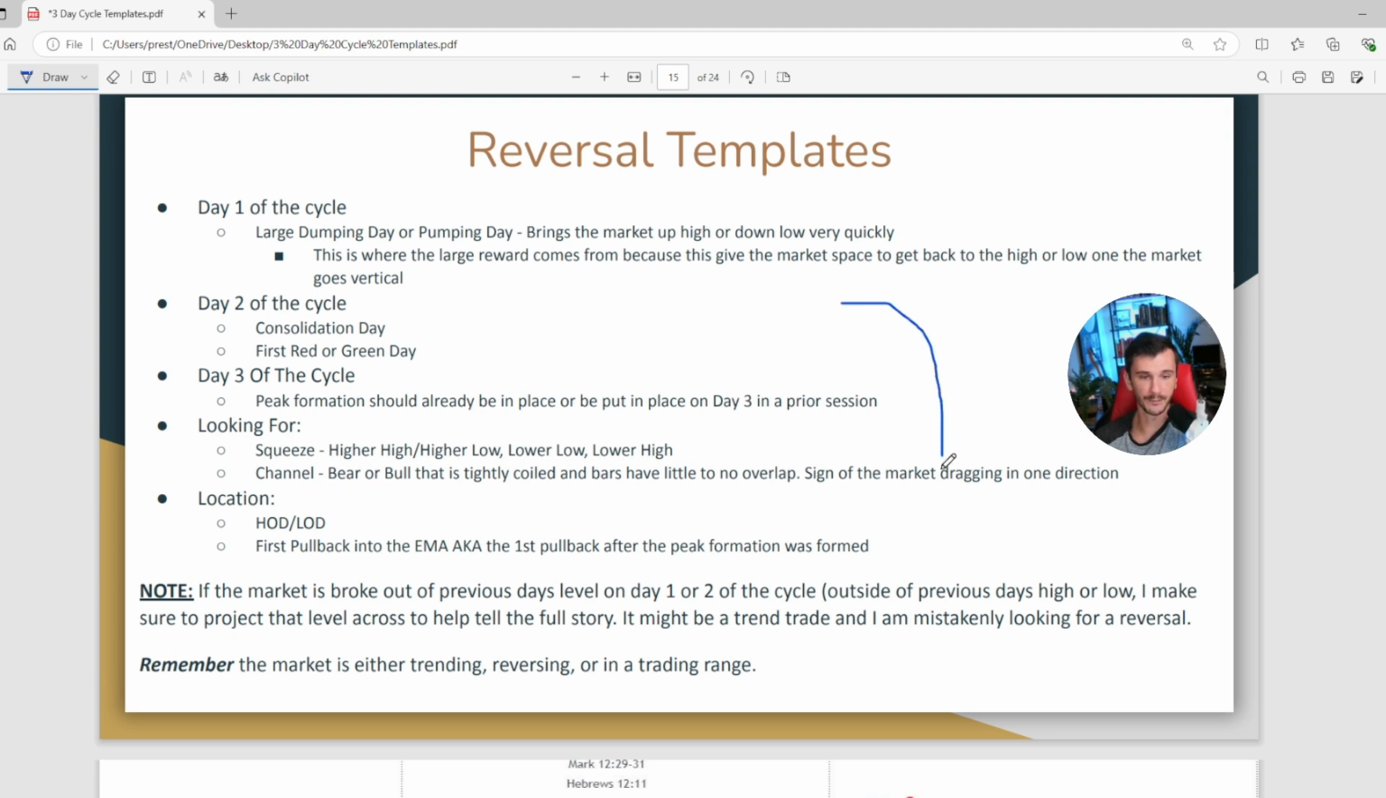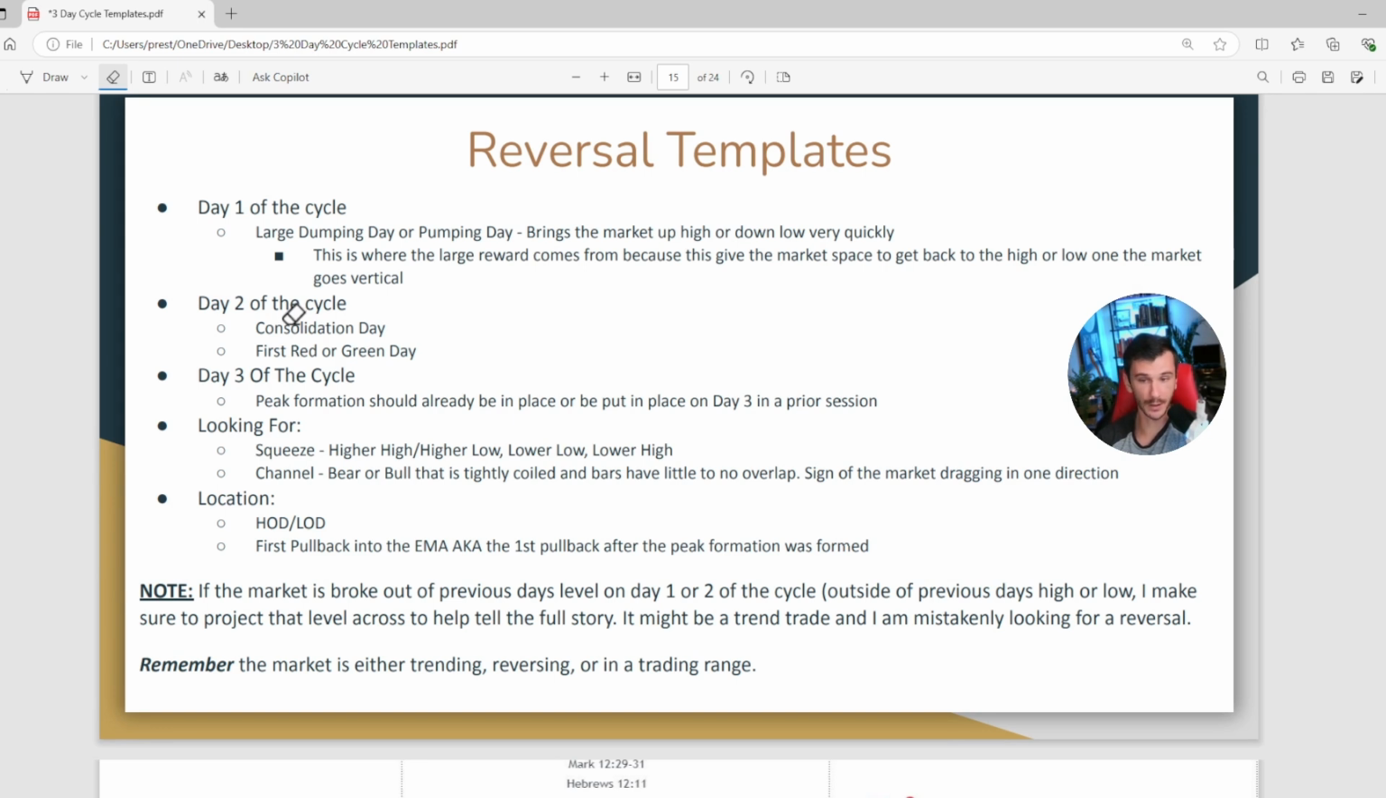So if they bring it down very quickly, and then we're sitting down here consolidating and we get a nice day 1 or day 2, and then now we go to take our trade over here on day 3, this is where our reward comes from, because that's the high that they're going back for. So now we've got all of this space to get back up to where that high was formed. And that is why these reversal trades are so good, in my opinion, when they do show up the correct way. And usually they're going to go back to that level very quickly, very aggressively, which is why it's a good parabolic trade.